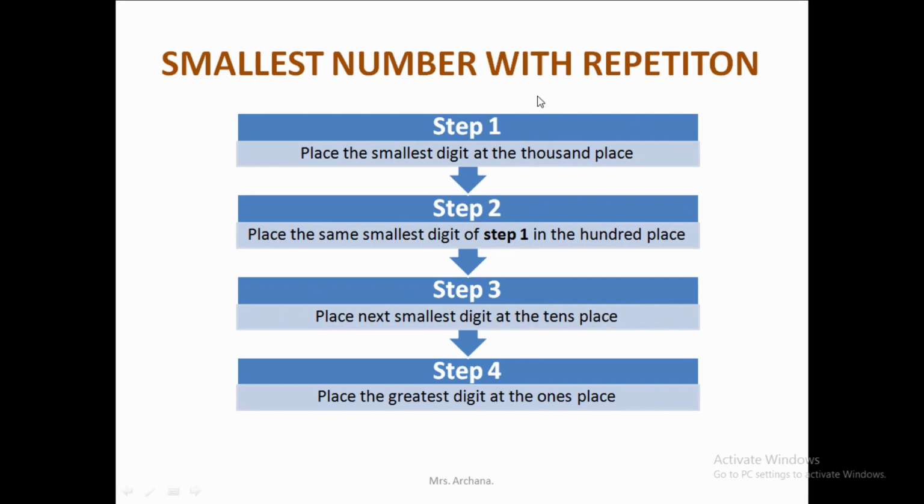How will we find the smallest number? Same way, the smallest number also. Place the smallest digit at the thousands place and repeat the same smallest digit in the hundreds place also. Then place the next smallest digit at the tens place and place the largest or greatest digit at the ones place.